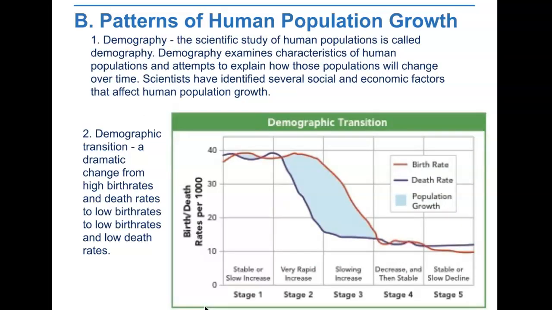Patterns of human population growth. Demography is the scientific study of human population. Demography explains characteristics of human populations and attempts to explain how these populations will change over time. Scientists have identified several social and economic factors that affect human population growth. Birth rates, death rates, and the age structure of populations help to predict why some countries have high growth rates and other countries' populations increase more slowly.